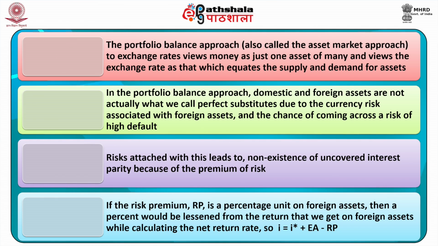If the risk premium RP is a percentage on foreign assets, then that percentage would be subtracted from the return we get on foreign assets while calculating the net rate of return. So, small i is equal to small i star plus EA minus RP.